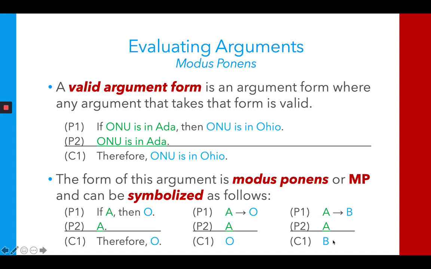And the order of the premises doesn't matter too much here. It's not really important. So if premise 1, for example, was A, and premise 2 is A arrow B, that would still be modus ponens, as long as the conclusion is B. We could still get that.